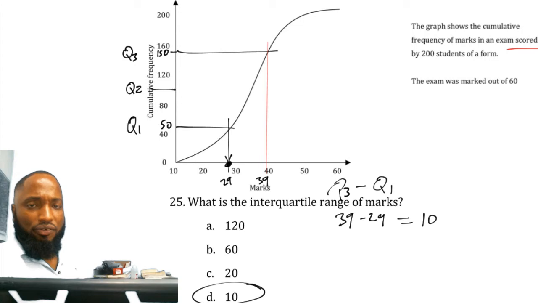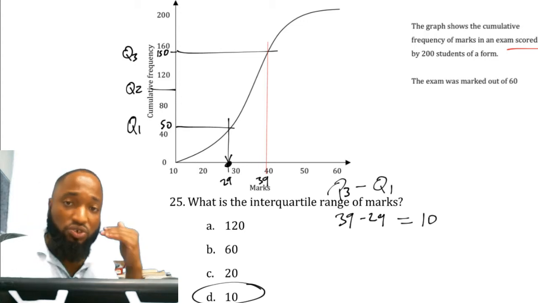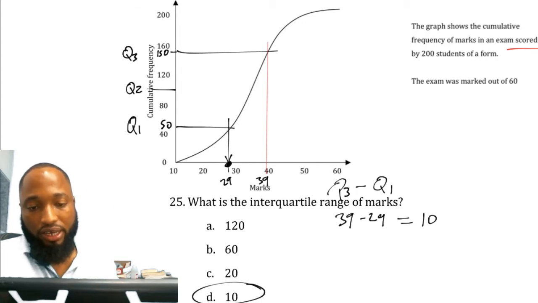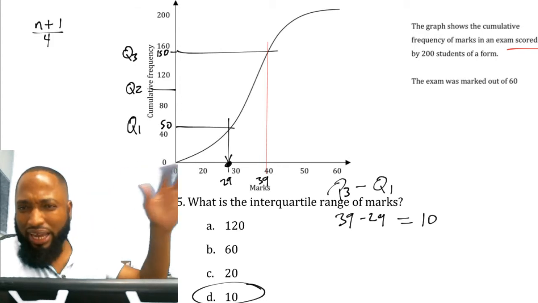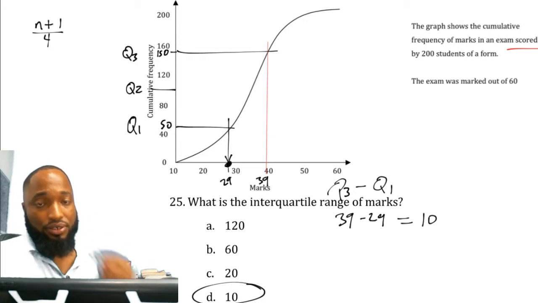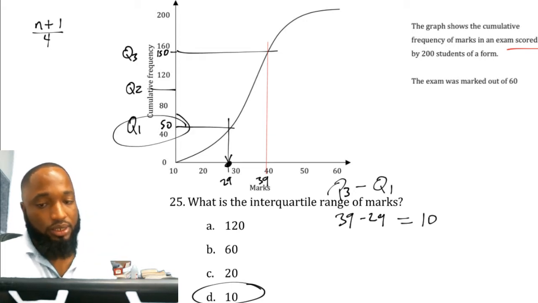How do you get 150? 150 is 3/4 of the frequency. Remember, to find this, the formula is (N plus 1) over 4. That's the first quartile. But we could ignore the 1 as 200 is the value, so it's like 200 over 4, which is 50. So this is where your first quartile is.